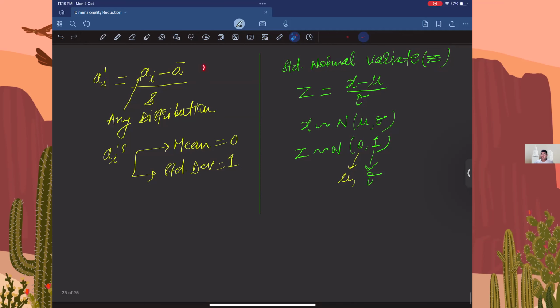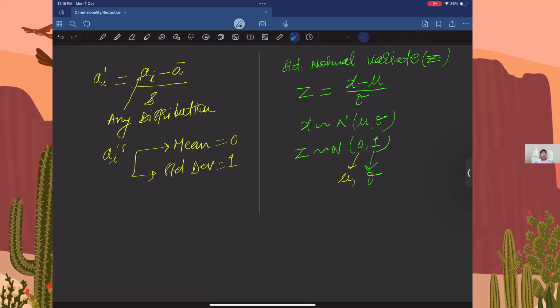So these two things look very similar. But remember, this thing is very important. Here, Ai could be from any distribution, but here in the standard normal variate, this is basically my normal distribution or Gaussian distribution. This is the main difference between standard normal variate and this standardization. Correct?